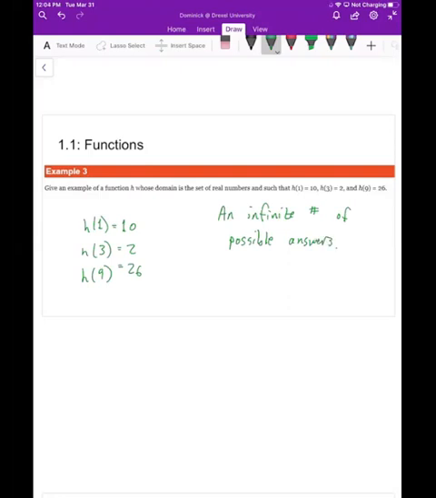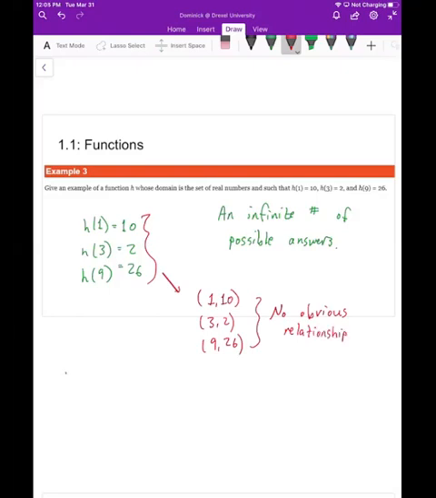Okay, now one thing that jumps out to me is that there's no obvious relationship between these x values and y values, right? So this is telling us that we have 3 points. We have 1, 10, we have 3, 2, and we have 9, 26. Those are 3 relationships that we have here. Like I said, there's no obvious relationship. So what we're going to do is define a piecewise function that will make this work.